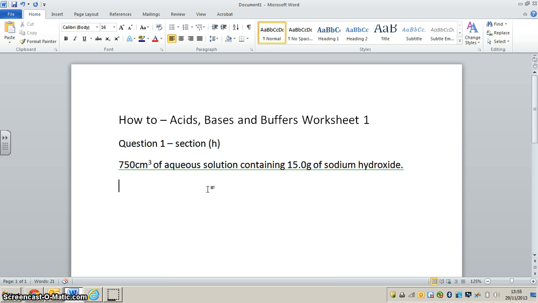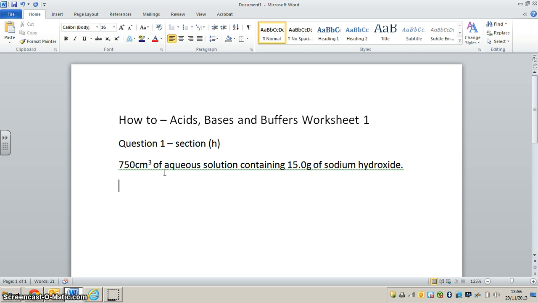So this is about finding the pH, but we've got a mass of sodium hydroxide and we've got a volume of solution. So quite simply, what we've got to do before we can work out the pH is to work out what the concentration in moles per decimetre cubed of the sodium hydroxide is. And the way we do that is, first of all, we work out how many moles of sodium hydroxide we've got. So we've got 15 grams of sodium hydroxide and the relative molecular mass of sodium hydroxide is 40.